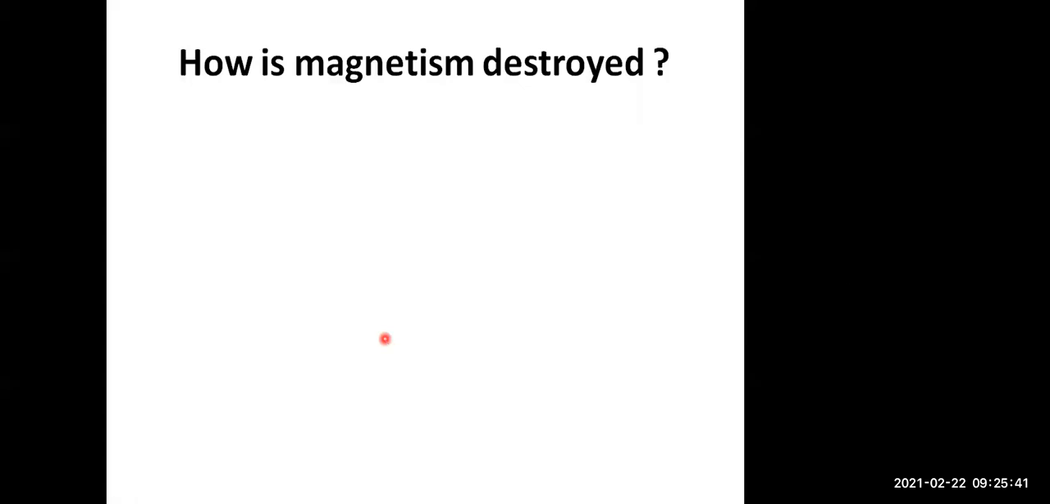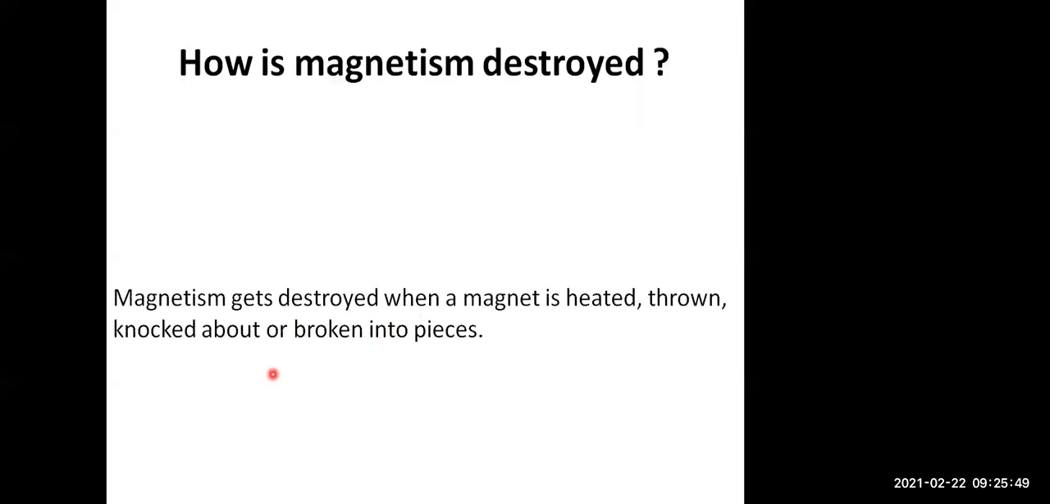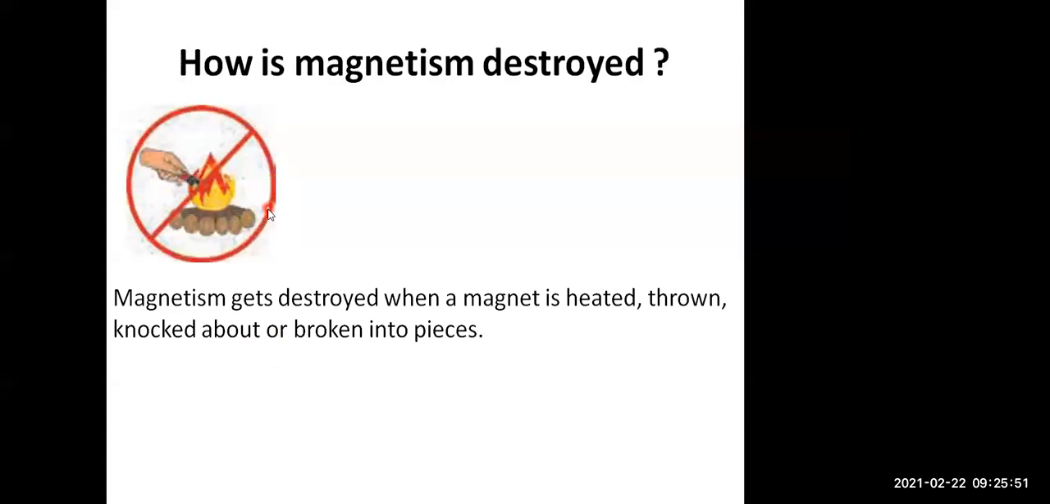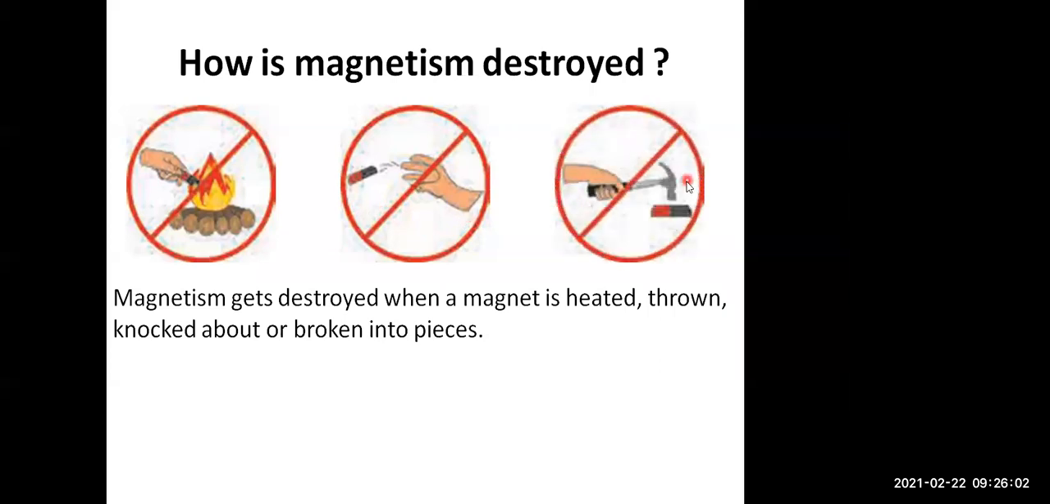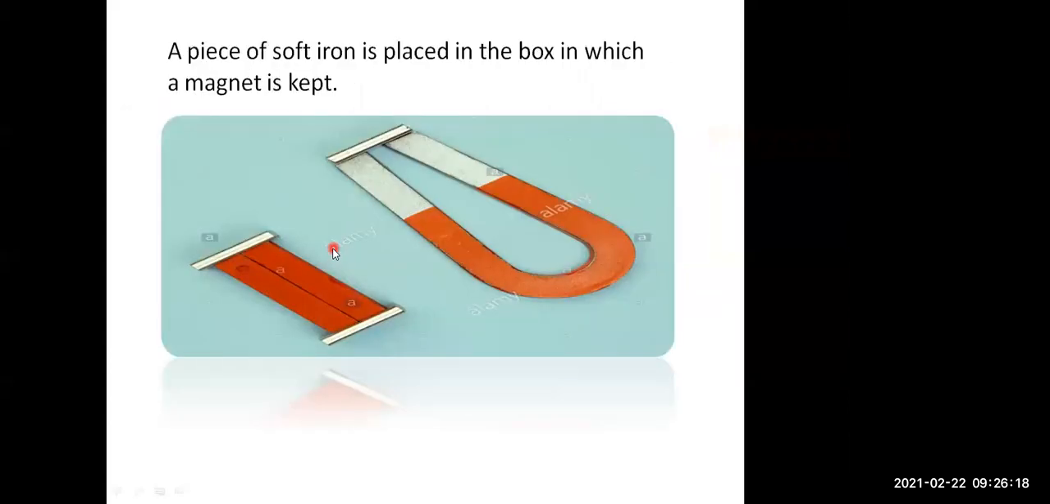So the next topic is, how is magnetism destroyed? Magnetism gets destroyed when a magnet is heated. If you try to heat it, the magnetism may get destroyed. So you should not heat the magnet. You should not throw the magnet or knock it with a hammer or anything. If you try to heat it or throw it, or if you try to knock it, the magnets may lose their properties. The magnetism may be destroyed.